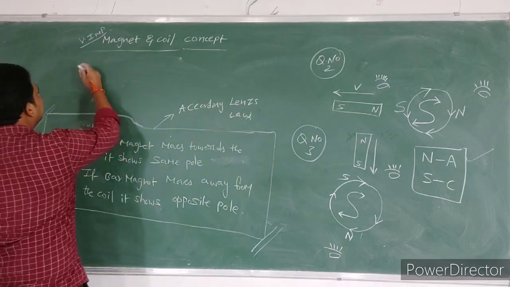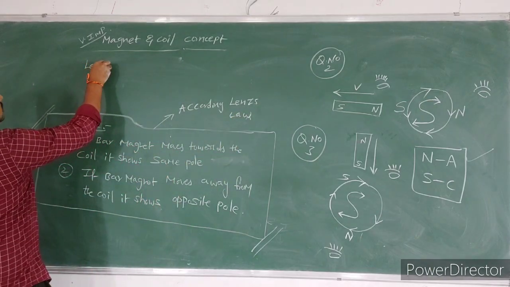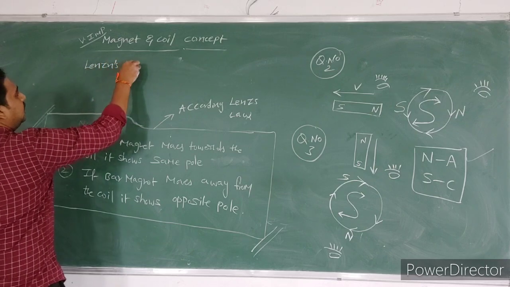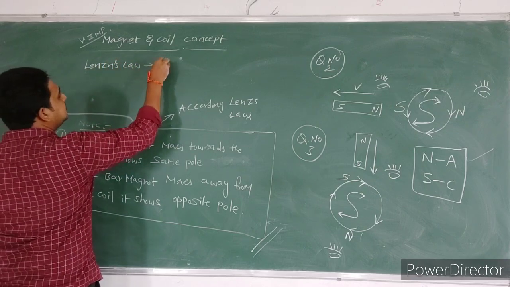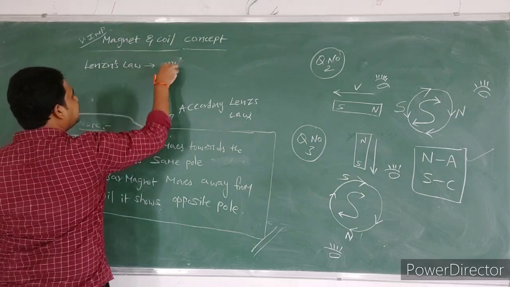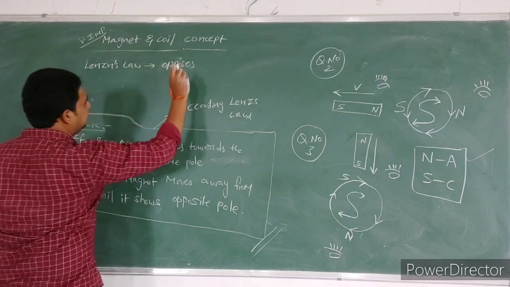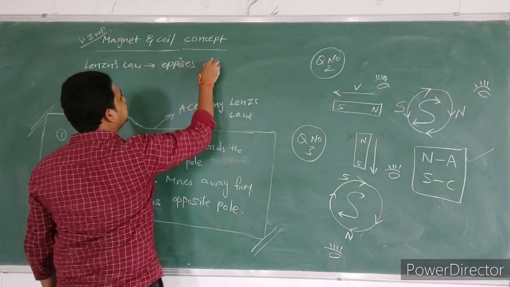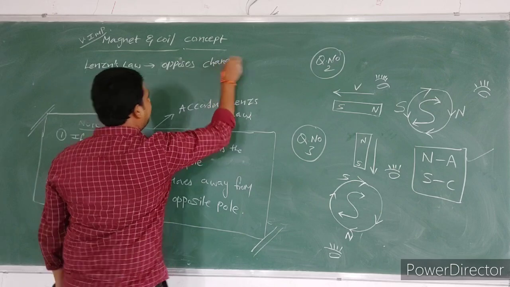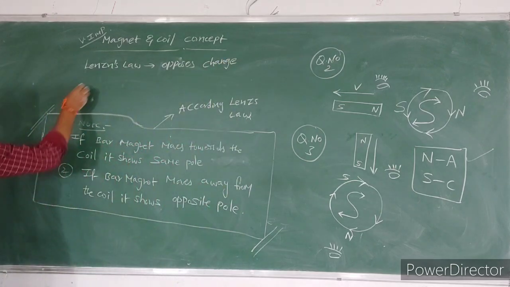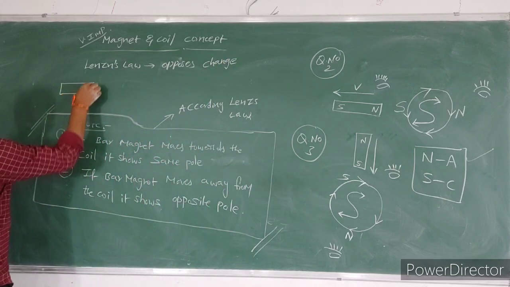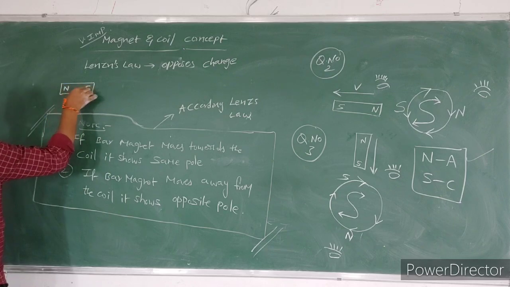Okay, what is Lenz's law? According to Lenz's law, it opposes the change. That is any change, flux change or whatever it means. Lenz's law opposes change. For example, if we consider a bar magnet, this is the north pole and this is the south pole.